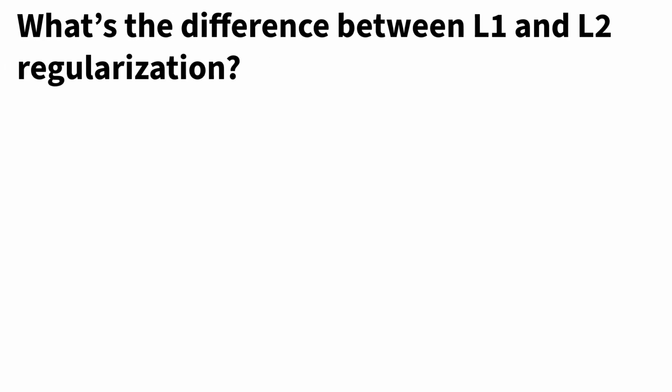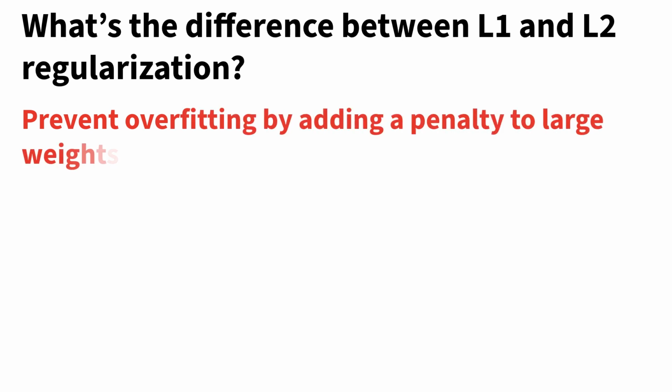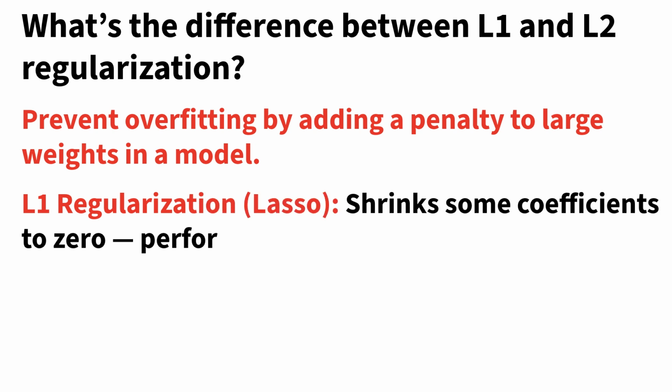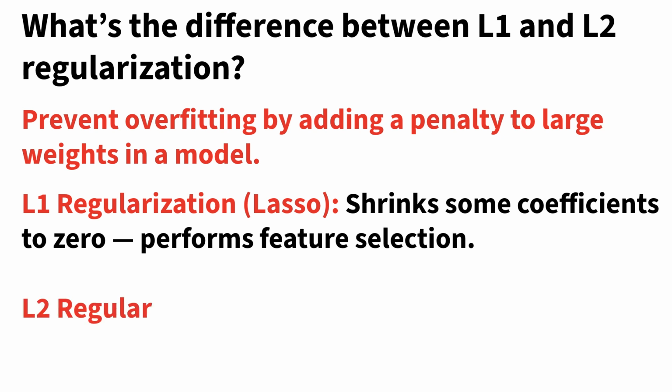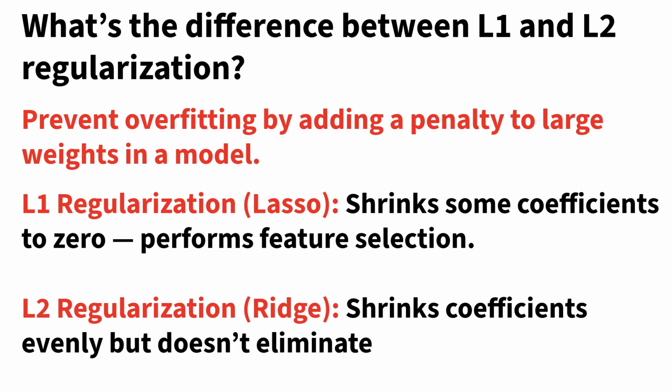What is the difference between L1 and L2 regularization? Regularization keeps your model humble. It stops it from memorizing the data. Both L1 and L2 regularization prevent overfitting by adding a penalty to large weights in a model. L1 regularization, or lasso regression, shrinks some coefficients to zero, which performs feature selection. L2 regularization, or ridge regression, shrinks coefficients evenly, but it doesn't eliminate them. You can use lasso when you want a simpler, sparse model, and use ridge regression when you want stability in multicollinear data.